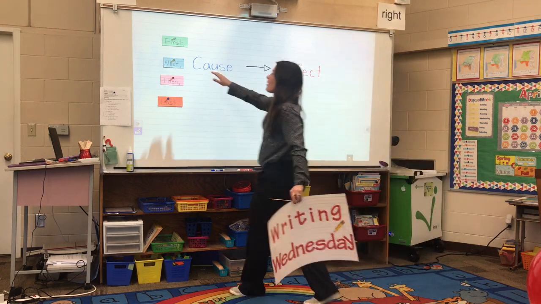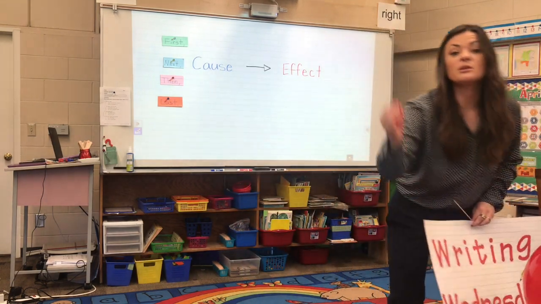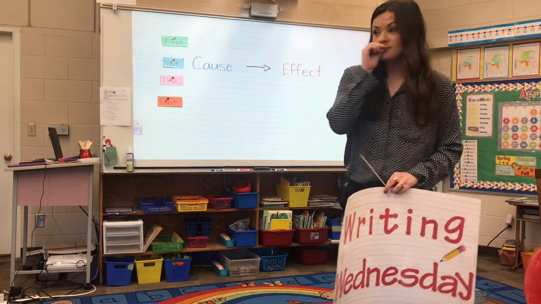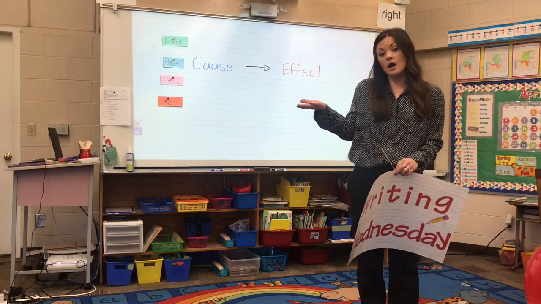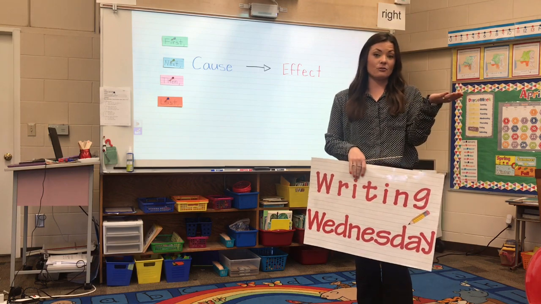And so I want you to think about, first, what did you do? First, I got a balloon. Next, I blew it up. Then I tied it off. And last, I had a fully blown up balloon. The cause was blowing and tying it. The effect is that I had that full balloon.